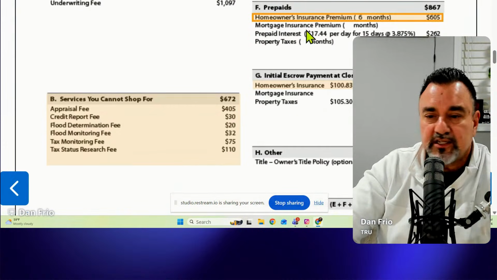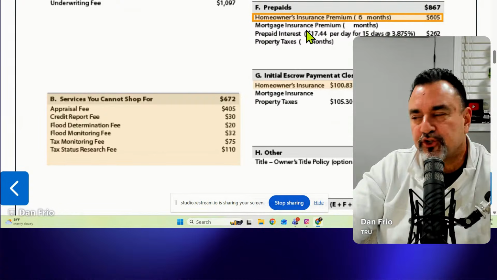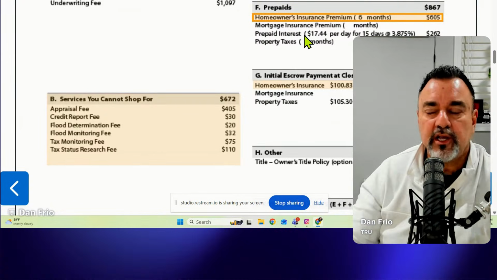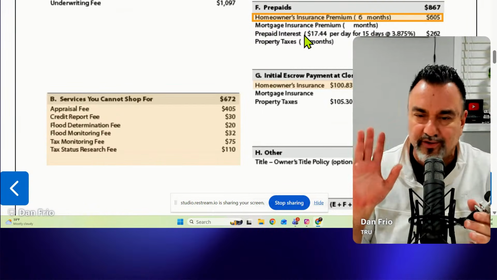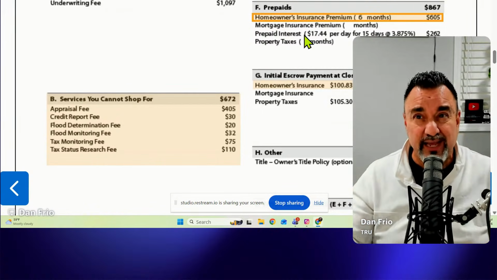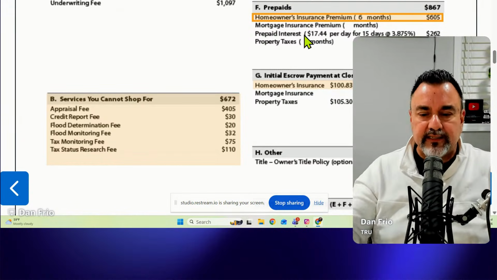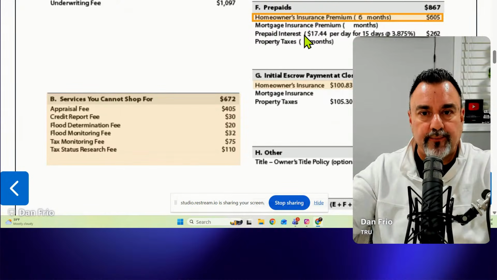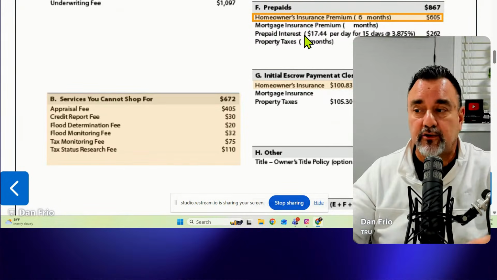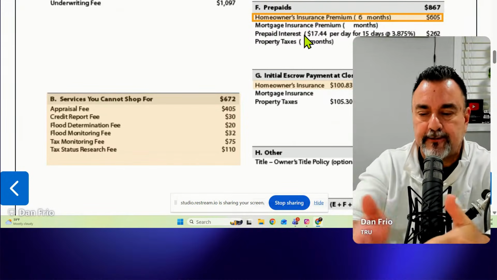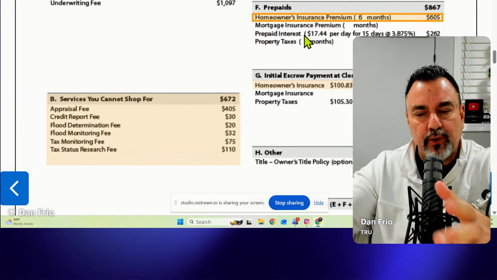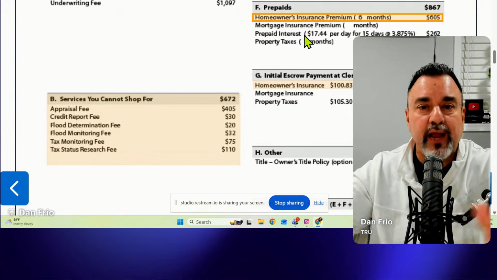The next piece is your prepaids. This is your homeowner's insurance. This is the escrow section I was talking about. We have to pre-fund your loan. So let's think of it this way, and this is where it gets a little bit confusing. I'm going to try to make it as easy as I can. Let's say your homeowner's insurance runs from January to January, okay? But you refinance in June. Okay, so half of the year is paid for, the other half isn't.